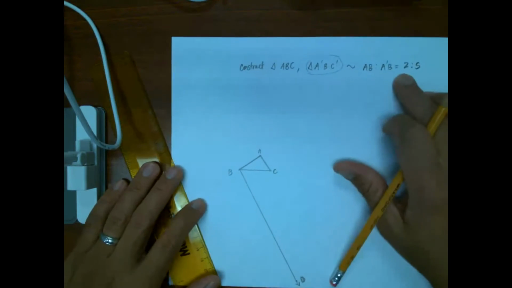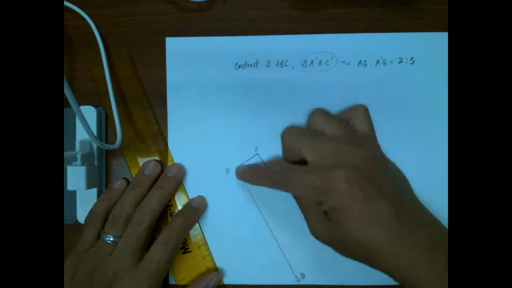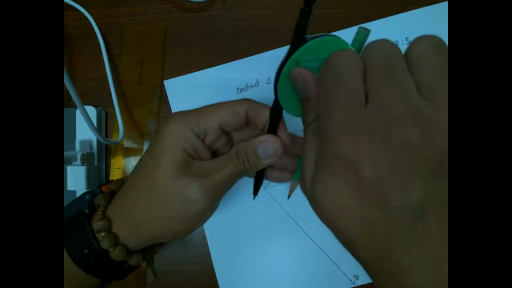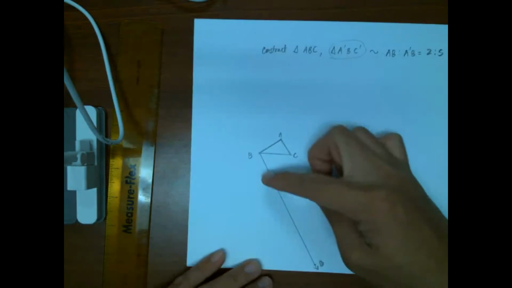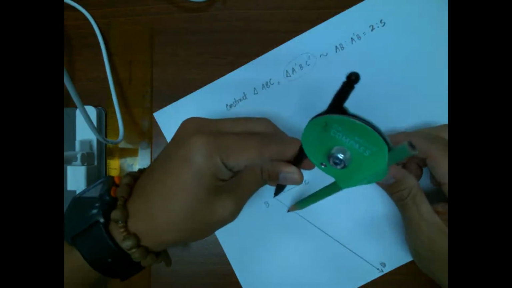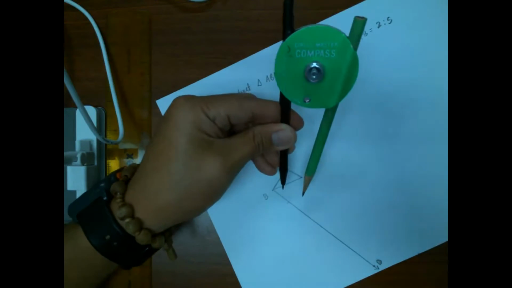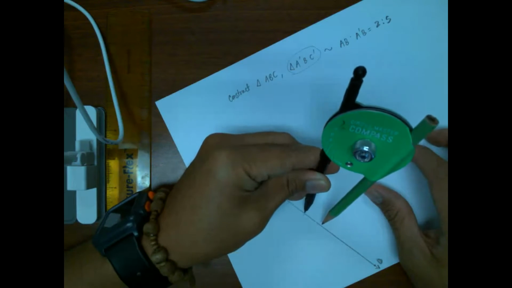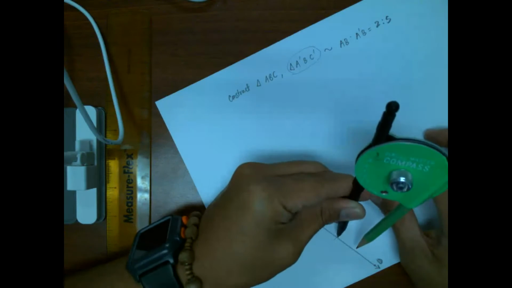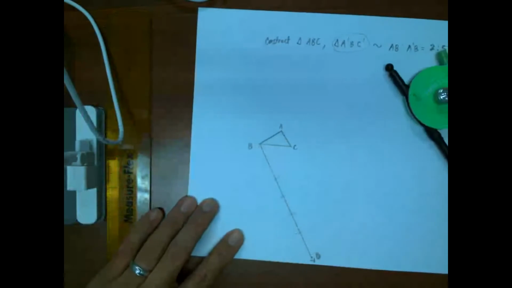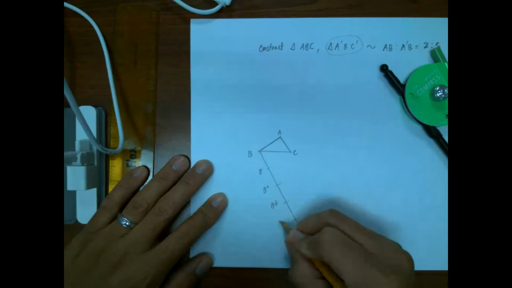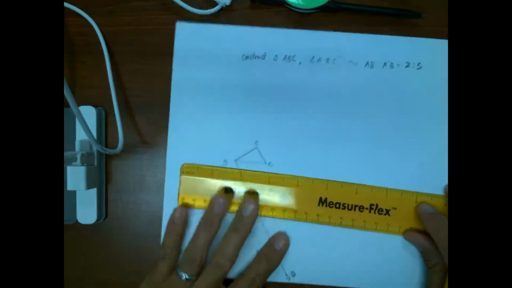Okay. Since the scale factor is 2 to 5, I need to cut this ray into 5 portions. It doesn't matter how wide your radius is, as long as it will fit on this ray. So I'm not gonna make it too long. I'm gonna put the point on B, draw an arc, one, and then after that, put your point on the intersection of the arc and the ray. Two, three, four, and five. There you go. So basically, I divide it into 5 parts: B1, B2, B3, B4, and B5.